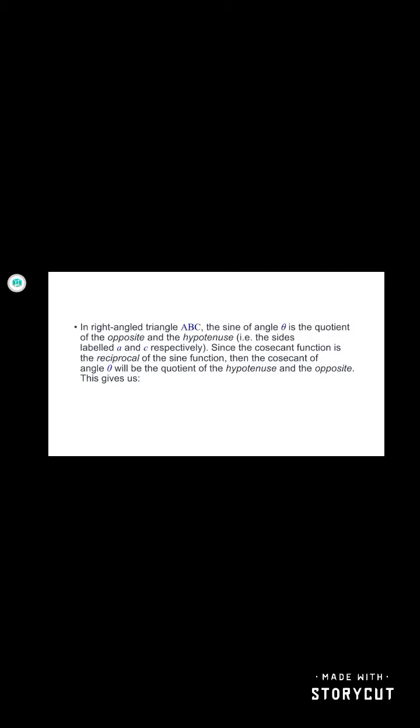Since the cosecant function is the reciprocal of the sine function, then the cosecant of angle theta will be the quotient of the hypotenuse and the opposite. This gives us cosecant theta is equal to 1 over sine theta is equal to hypotenuse over opposite is equal to C over A. That would be all.